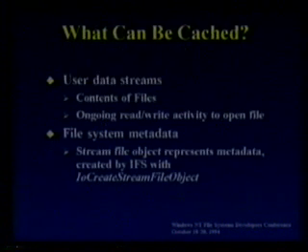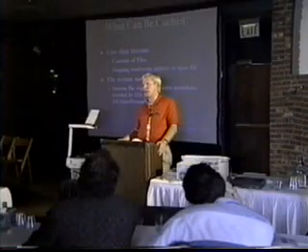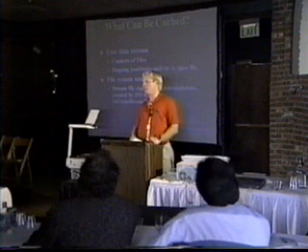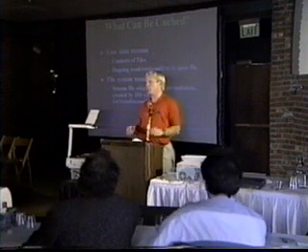What can be cached? Well, of course, user data files are cached. As the user reads files, he benefits from caching and read ahead and write behind. And also file system metadata may be cached. So if a file system can organize its own file structures, directories, file tables, whatever, into streams, then they can also be cached.